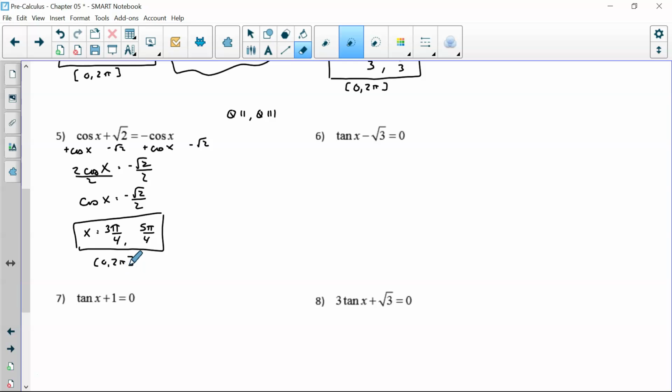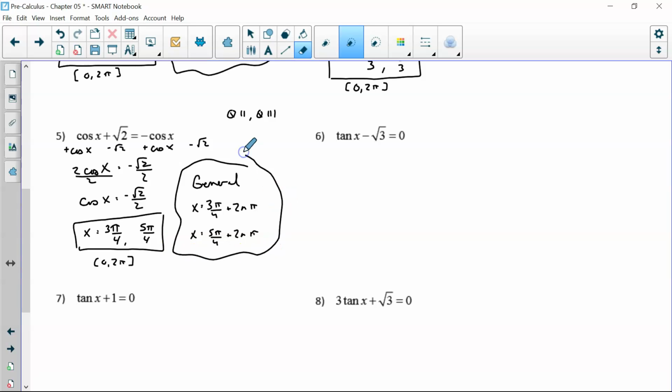Now to get our general form, x equals 3 pi over 4 plus 2n pi, and x equals 5 pi over 4 plus 2n pi. And there's our general solutions.